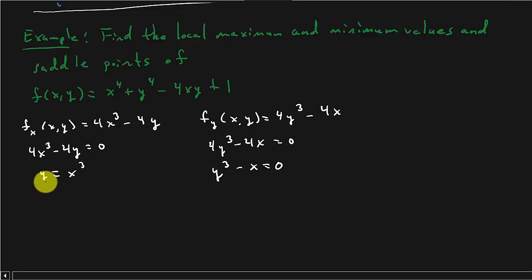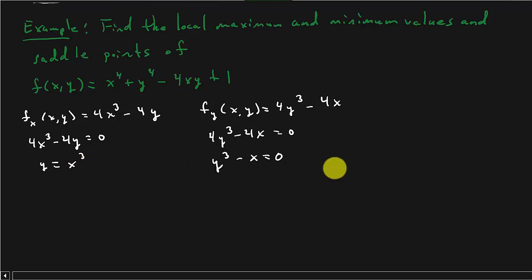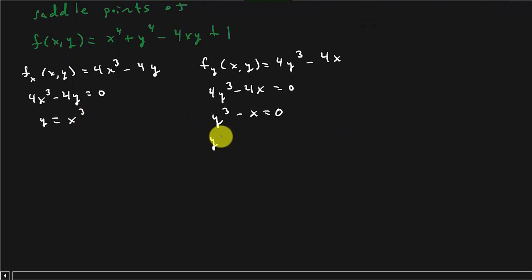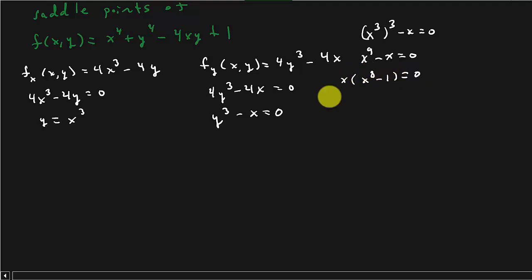Now, to solve this, well, I know that y is equal to x cubed. So I can take the x cubed and plug it in for y. So that's going to give me x cubed, cubed, minus x equals 0. So that's x to the 9th minus x equals 0. So that's x times x to the 8th minus 1 equals 0.